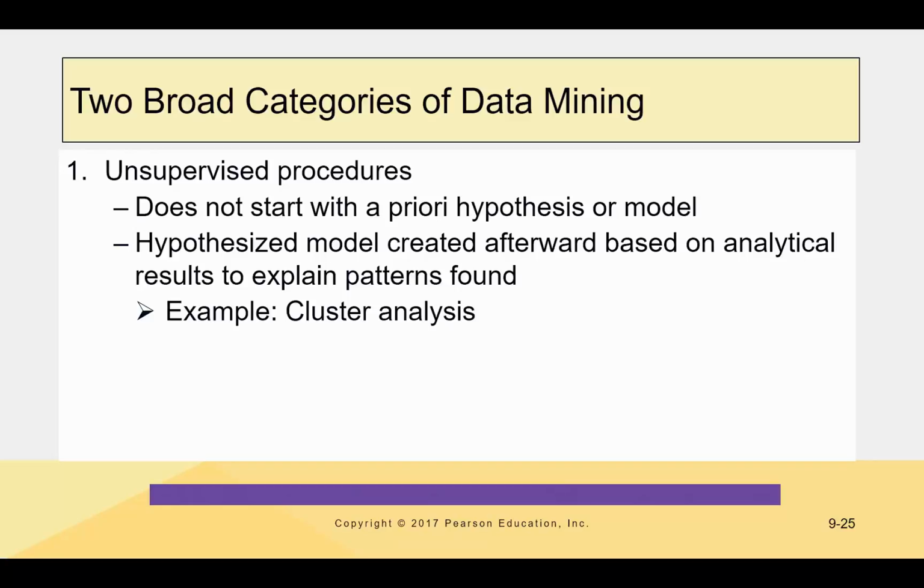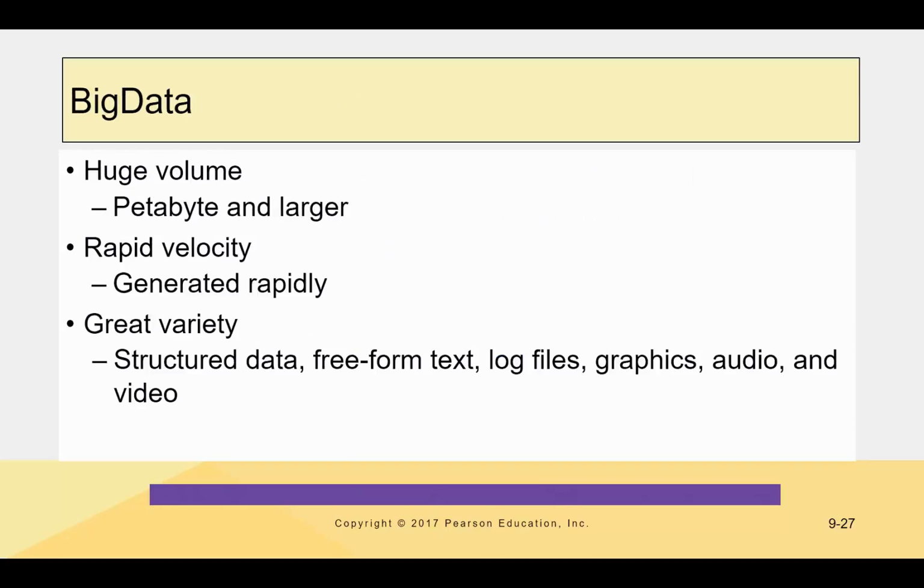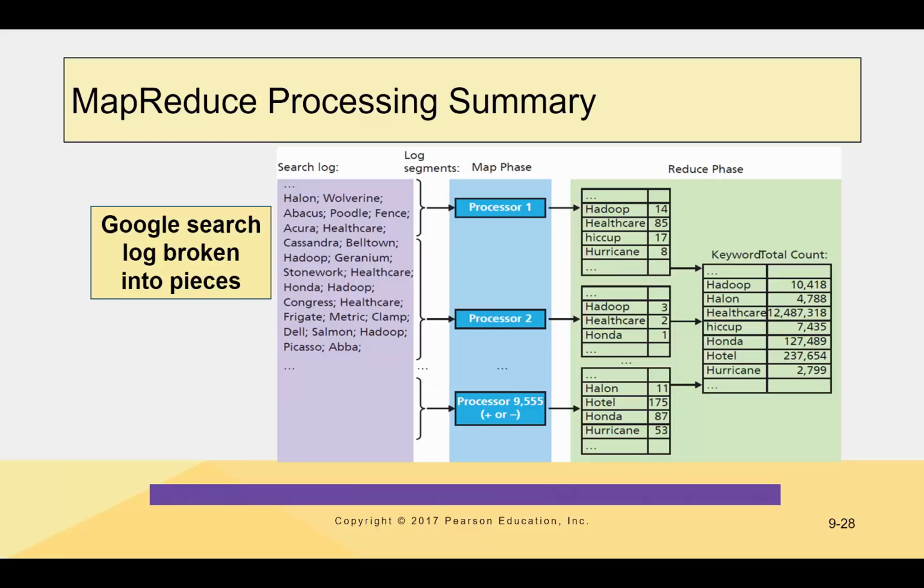Right now, 2 broad categories are unsupervised procedures. I'll let you read that. And then, of course, the other one must be supervised procedures. And I'll let you read that. Big data, a huge amount of volume, huge volume. Petabytes, we had petabytes and exabytes, that big. So a lot of data. Most of it goes unanalyzed.